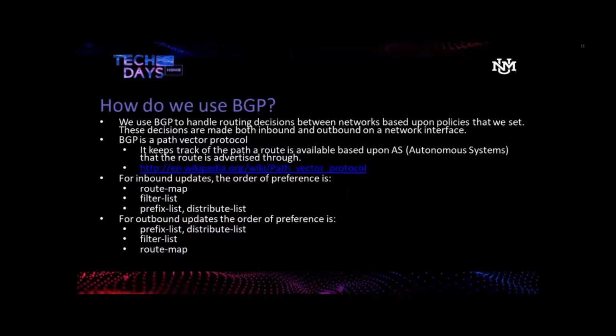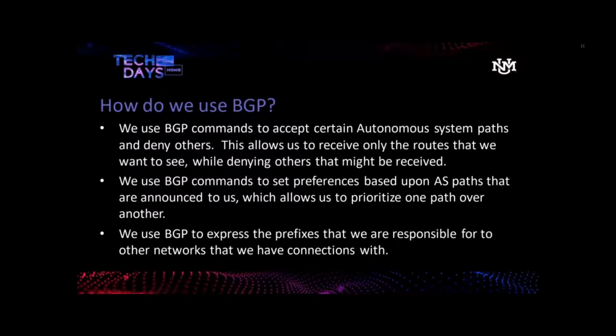So for inbound updates, you're going to look at your route map that you configure, any filter lists you have applied to that connection, and after that, any prefix lists and distribute lists. For outbound updates that you're sending for others to make decisions upon, it is in reverse: your prefix list, distribute list, then your filter list, then your route map. We use our BGP commands to accept certain autonomous system paths and deny others.